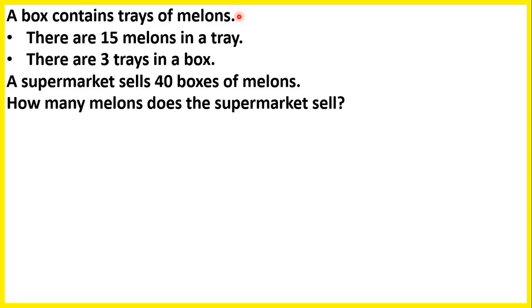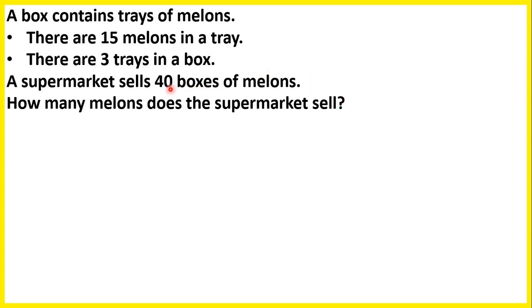A box contains trays of melons. There are 15 melons in a tray. There are 3 trays in a box. A supermarket sells 40 boxes of melons. How many melons does the supermarket sell?